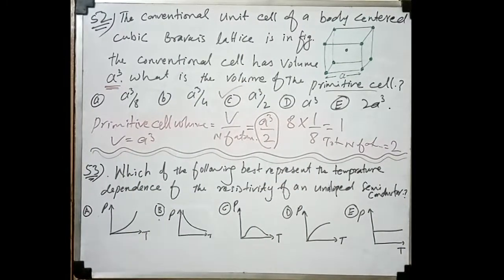Next, problem 53 is: which of the following best represents the temperature dependence of resistivity of an undoped semiconductor?